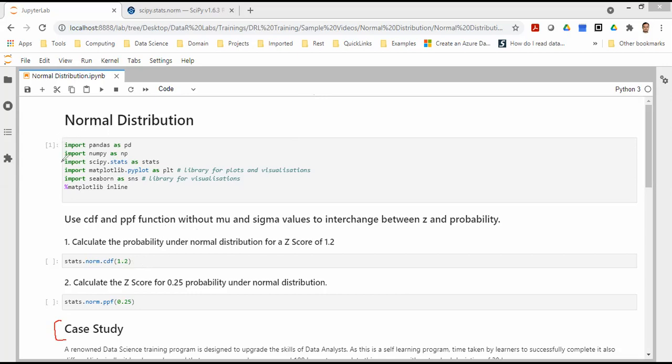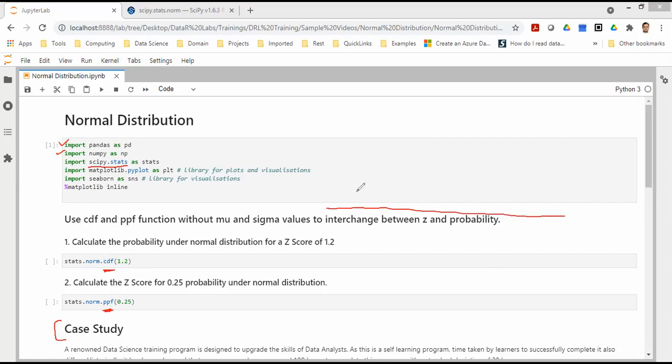So in the first cell, I import all the libraries, the first one being pandas, numpy, and then SciPy.stats, which gives me the functions which will help me to achieve the probability or the z-score. So the two functions are CDF, which is nothing but cumulative distribution function, and the second one is PPF, which is exactly the reverse of the CDF function. The full form of PPF is percent point function. Now, what do these two functions do?